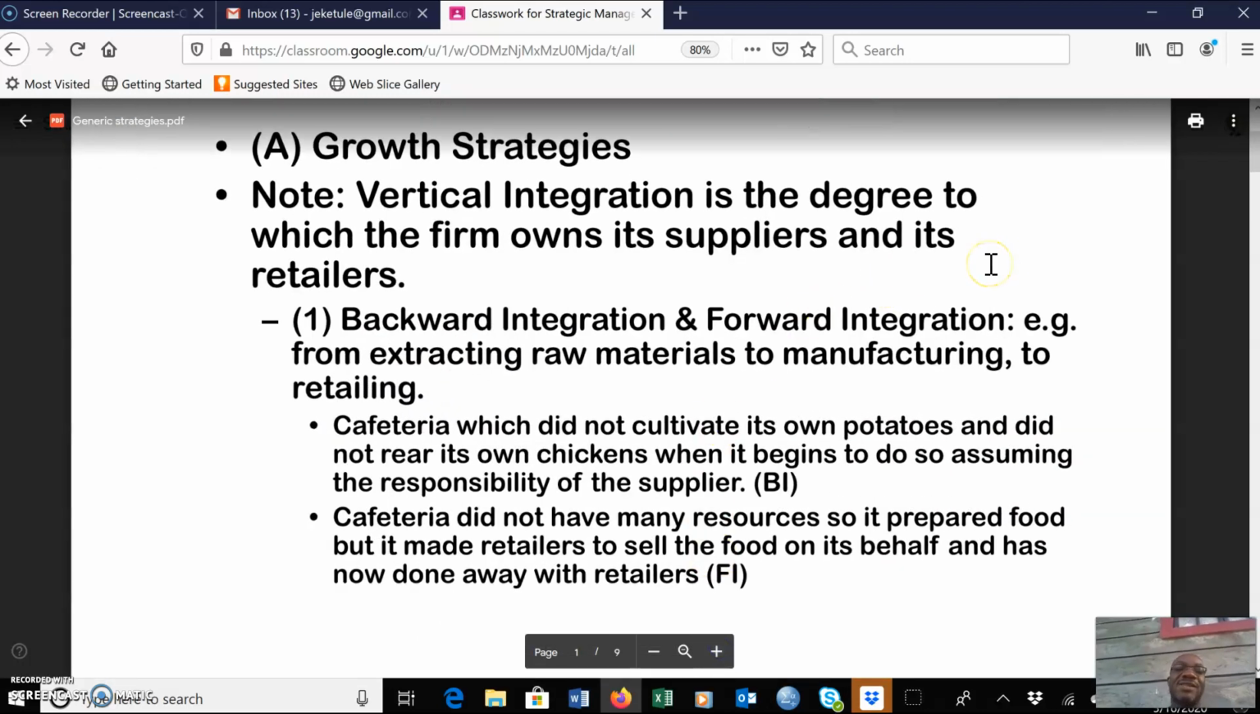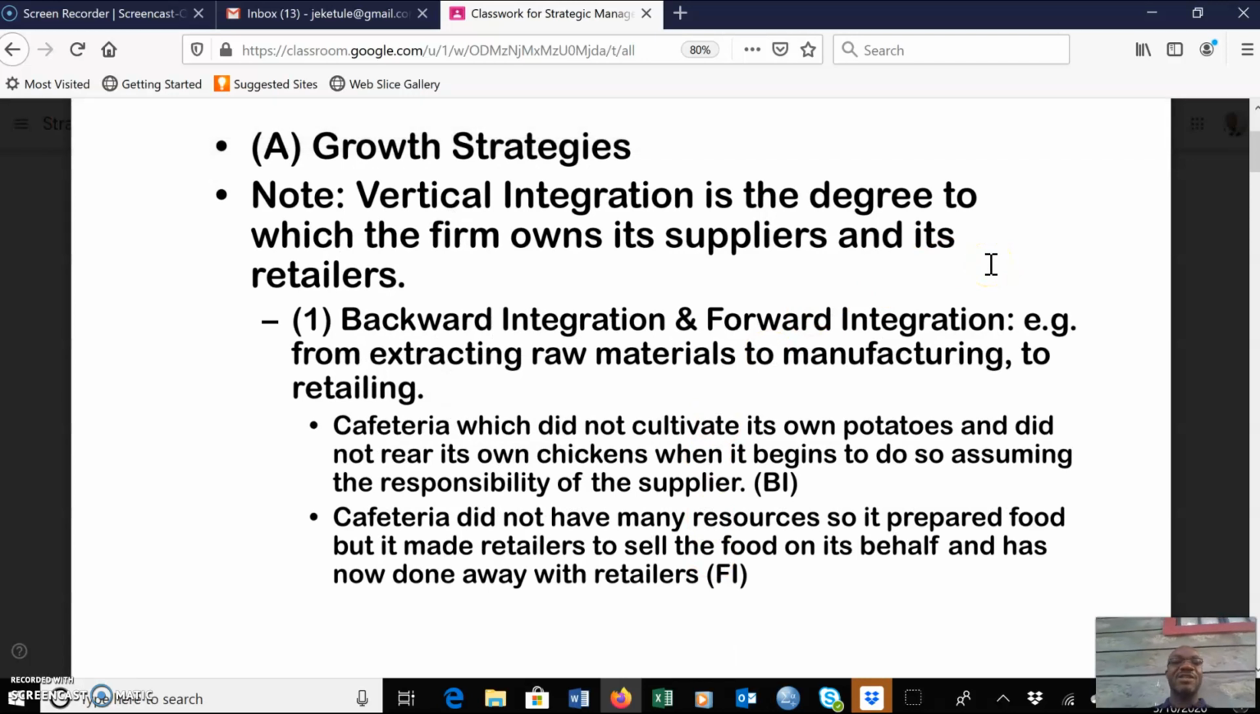So the first group of strategies in strategic management are growth strategies. And note, in growth strategies, we'll be explaining some terminologies like vertical integration, which is the degree to which the firm owns its suppliers and its retailers.